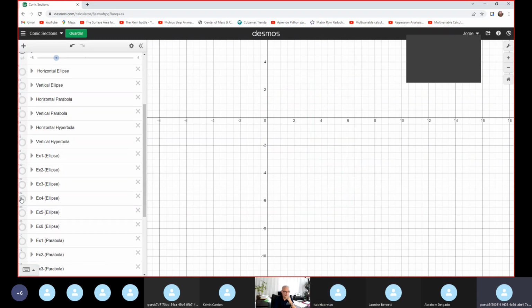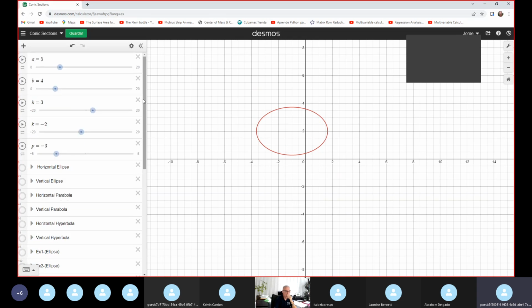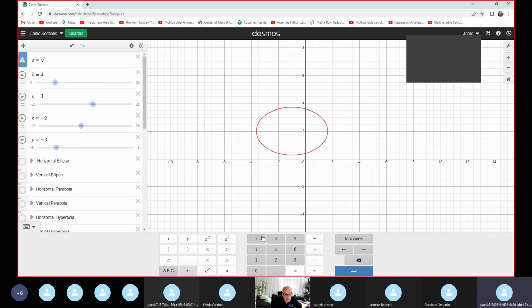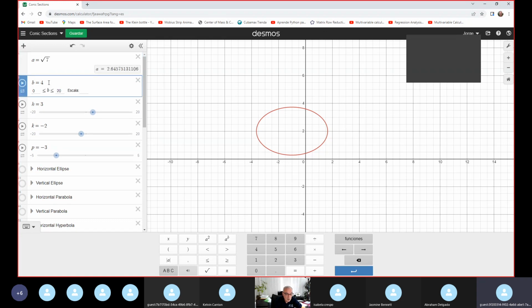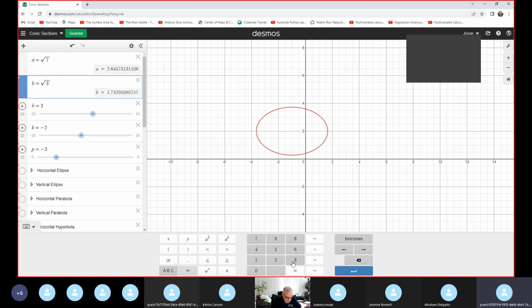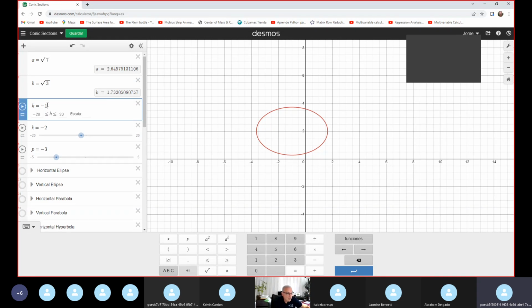Okay. Example 4. Exactly as we predicted. Look at that. However, a is radical 7. Okay, let me delete that number. Over there, in the keyboard of Desmos, I have radical 7. Okay, nice. And this is radical 3. And what about h and k? Well, h is negative 1, and k is positive 2.